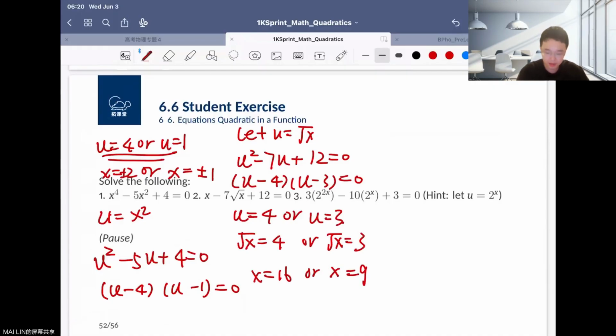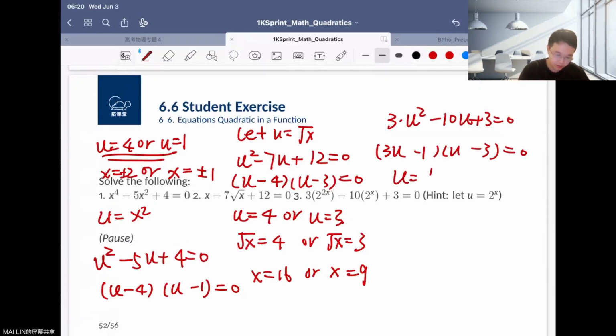And for the third problem, you can just try to let u equal 2 to the power of x. That can be written as 3 times u squared minus 10 times u plus 3 equals 0, right? And then you can also try to factorize it as 3u, here is u, here's minus 3, here's minus 1 equals 0, right? So u equals 1 over 3 or u equals 3, right? So u equals 2 to the power of x, so you can write 2 to the power of x equals 1 over 3 or 2 to the power of x equals 3, right?